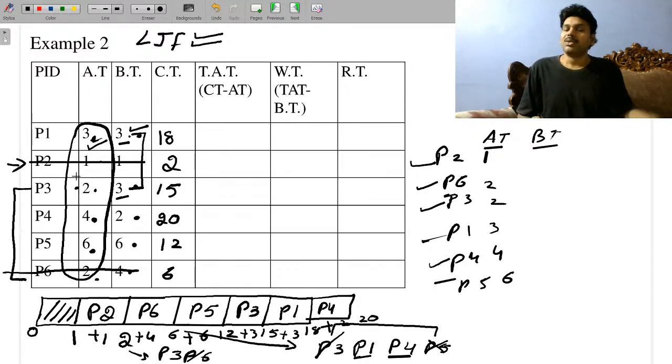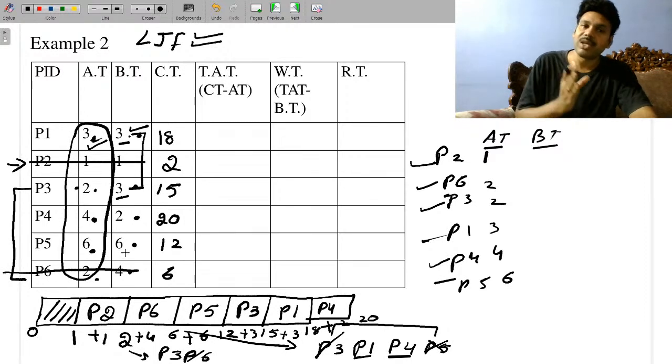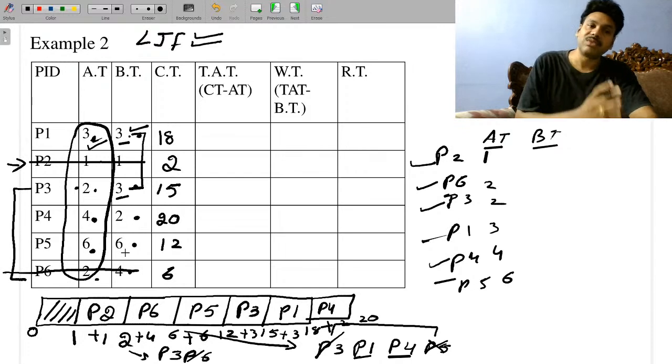Okay, so now you understand one important thing. The important thing that we have learned is that whenever burst times are the same, execution is based on the arrival time. If arrival times are also the same, what will we look at?